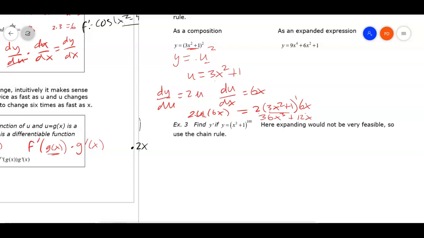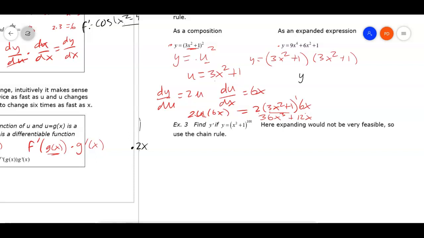If I FOIL this out, this is 3x squared plus 1 times 3x squared plus 1. I get y equals this up here. So this here and this here are the same function. So I should get the same derivative. Let me change pen colors.